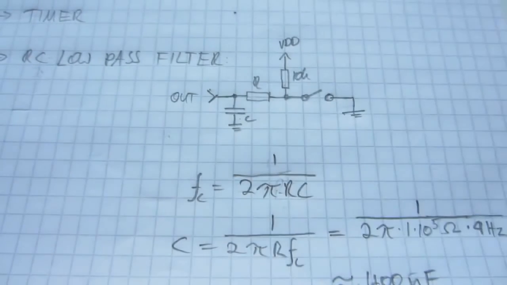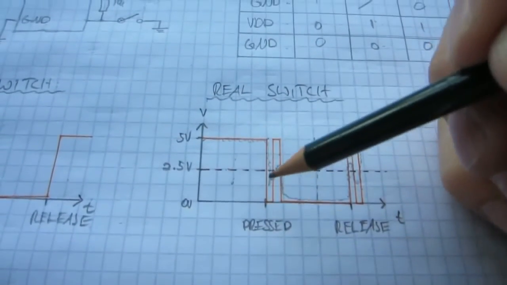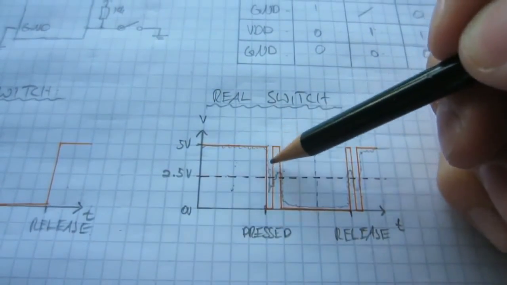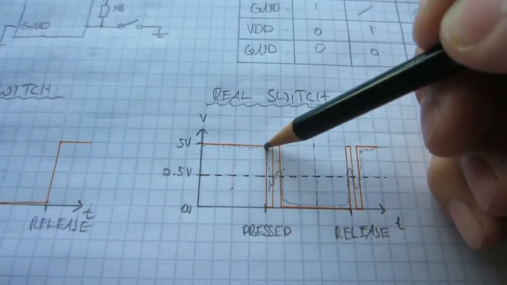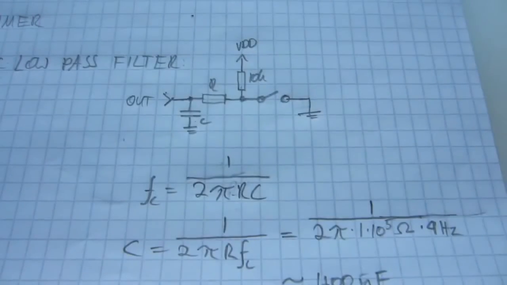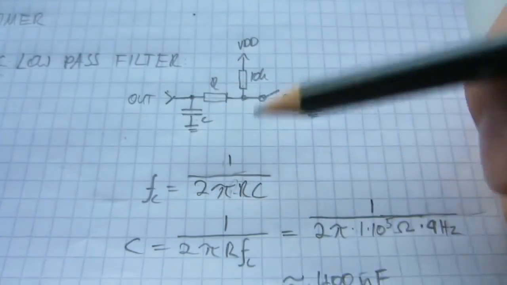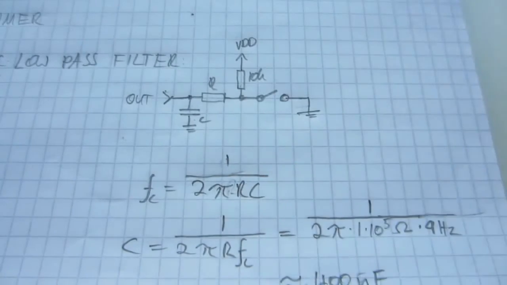So what will happen is this noise is going to be filtered out, and you get more of a clean transition from high to low. So you get it more to look like this waveform here. You might have seen this formula before. That's the formula for the cutoff frequency of an RC filter. It's 1 over 2 pi RC.